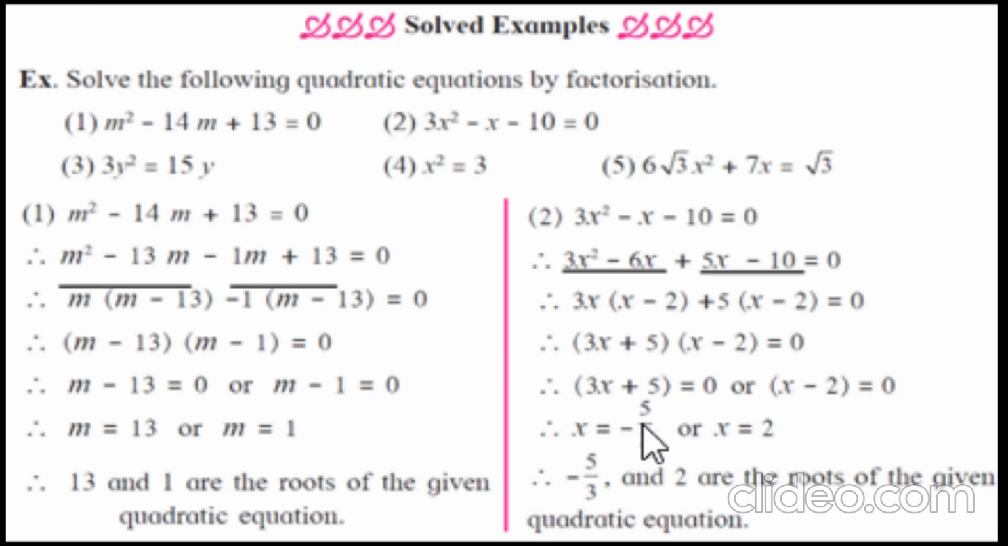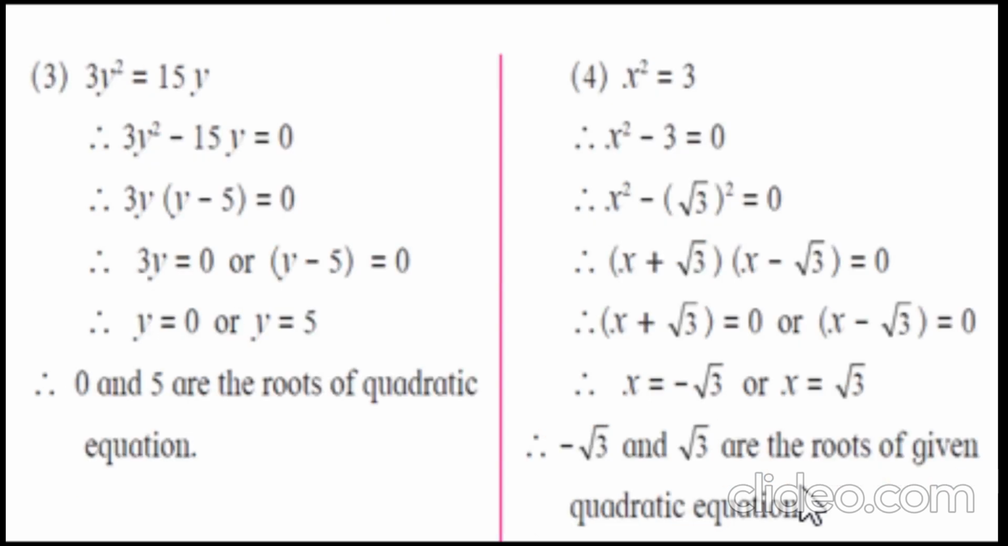We get x as minus 5 upon 3 or x as 2. So minus 5 upon 3 and 2 are the roots of the given quadratic equation.